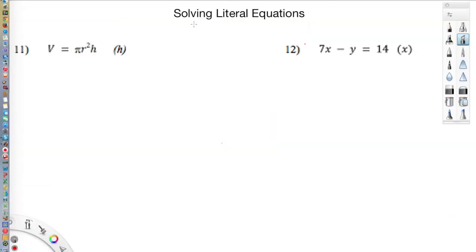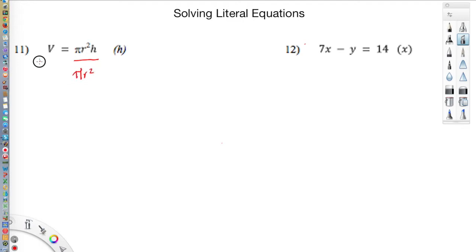Finally, let's do two more problems, and I think the rest you should be able to handle on your own. Number 11, we have volume is equal to pi r squared times the height. Well, we want to solve in terms of h, and this looks kind of scary at first, but once again, ask yourself, what's happening to h mathematically? Well, it's being multiplied by pi r squared. And what's the inverse of that? Divide by pi r squared.